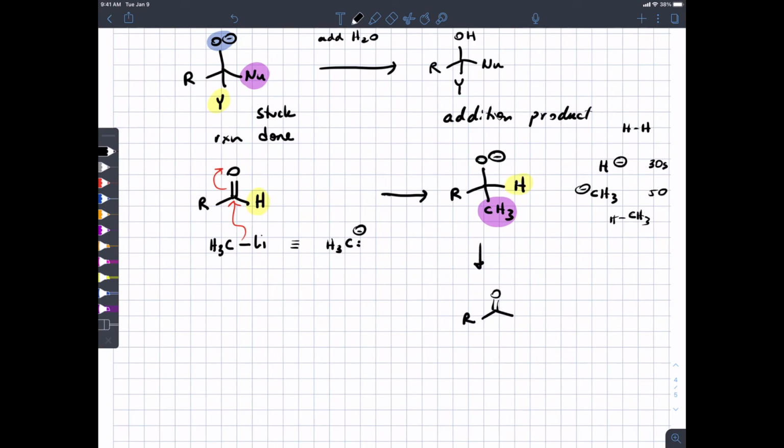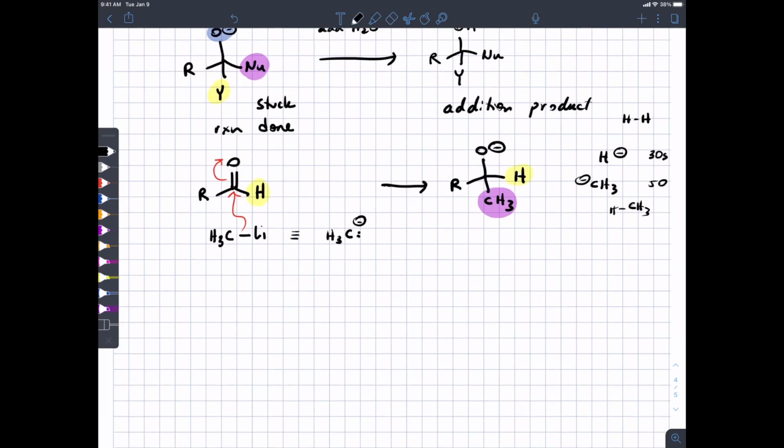You would never expect the negatively charged oxygen to be able to kick off H minus. Why? This is not downhill in energy. A negatively charged oxygen is more stable than a negatively charged carbon. So we don't go on to do that. There's no subsequent elimination step. And we are stuck there until aqueous workup, where we protonate the negatively charged oxygen. Okay?